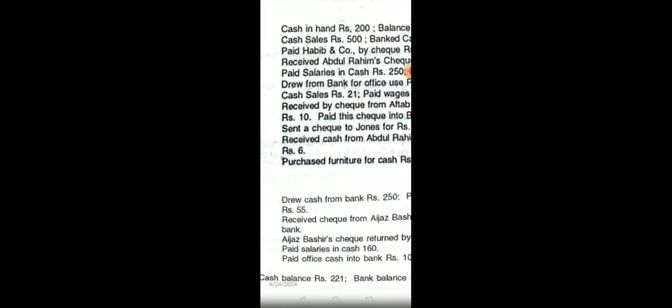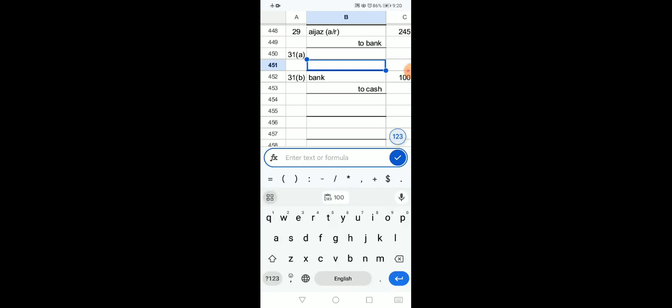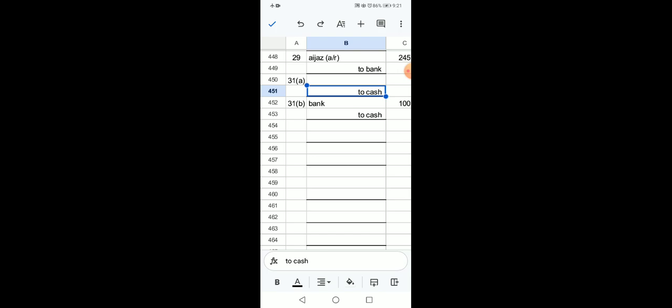Now come to 31A. The 31 entry was having two parts. 31B we had completed first, maybe by mistake, and now 31A. What is 31A saying? Paid salaries in cash. Since it's a payment, you are paying cash. Cash in hand is decreasing. A decrease in cash in hand means you are decreasing your asset. A decrease in an asset should be mentioned on the credit side, so you are supposed to write cash on the credit side. As an asset it is decreasing, that is why you are mentioning it on the credit side.